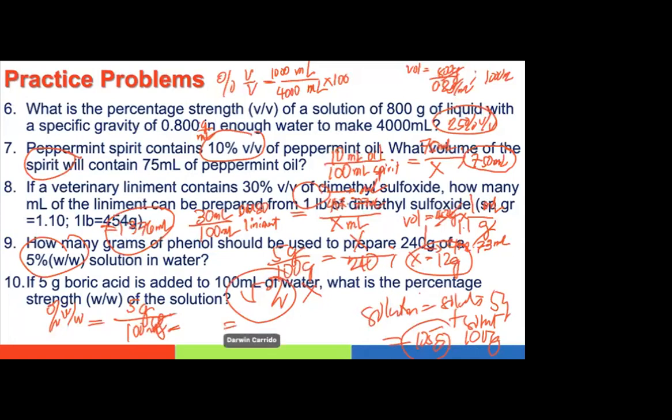The correct answer is 5 grams over 105 grams multiplied by 100%. The answer is 4.76%. Nakuha ba? Ginawa mo na 100 ml, mali ka na. Take note that this is just the volume of water. And since weight by weight ito, convert mo sa gram ang volume ng water. Since density of water is 1 gram per ml, 100 ml is also equal to 100 grams.